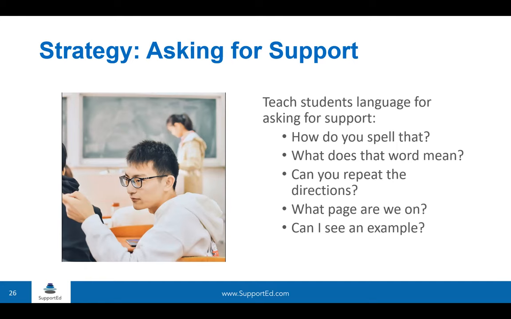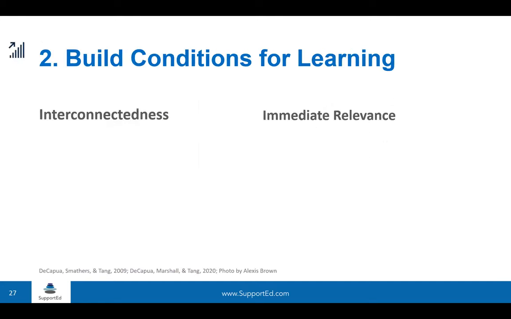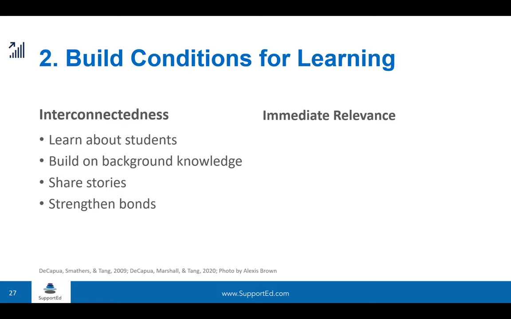So our second component of effective instruction is to build the conditions for learning. So we mentioned the interconnectedness and the immediate relevance. So to get a sense of the interconnectedness, we have to keep in mind that SLIFE, as we've shared before, probably may come from collectivist cultures. And so learning about students will make it easier to build on their backgrounds and experiences and understand their priorities for learning. So also having them share stories will help build a more shared and collective culture in the classroom that'll feel more familiar to them, and it'll strengthen bonds among the students.